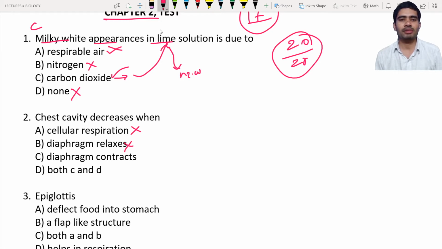So the next, diaphragm contracts. When the diaphragm is going to contract, what will happen? The diaphragm will attain a dome shape. As a result, there is a decrease in the chest cavity. Okay, this is the correct answer. If it is correct, the other options could not be correct.